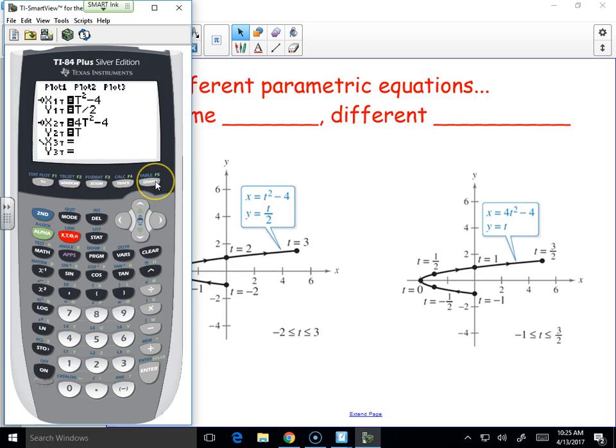So when you graphed it in simultaneous, let me make sure I'm in Zoom standard. That should be good. What did you guys notice? Did they go on the same path? The answer is yes. Did they go at the same speed? The answer is no. So same path, different times. Did you guys cut down the t's? Could we have cut down the t's?